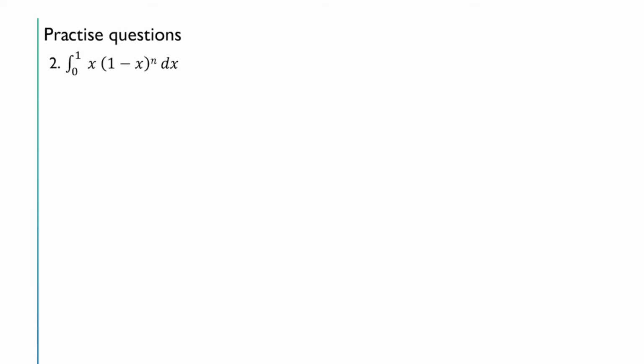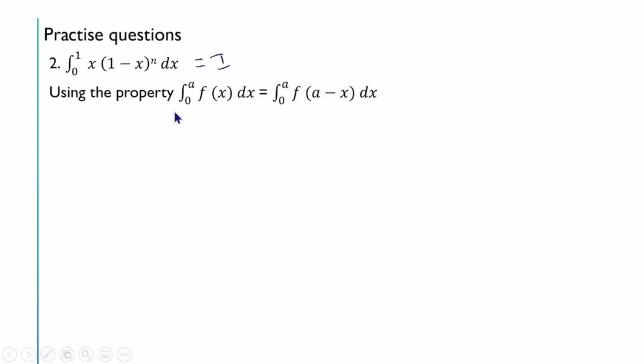The next question: integral 0 to 1 x into 1 minus x the whole raised to n into dx. Let us take this as equal to I. Now let us use the property integral 0 to a f of x dx is equal to integral 0 to a f of a minus x dx. So using this property, here in place of a we have 1. We will substitute f of 1 minus x into dx.